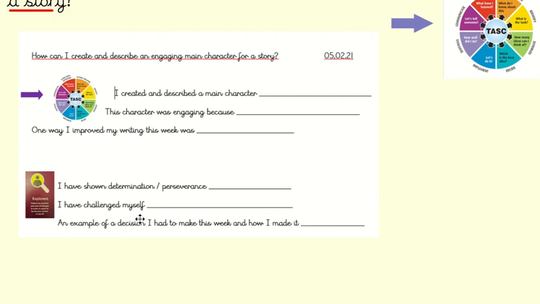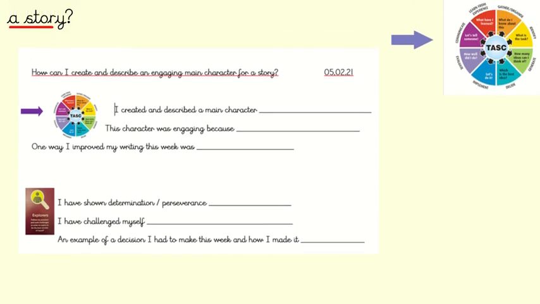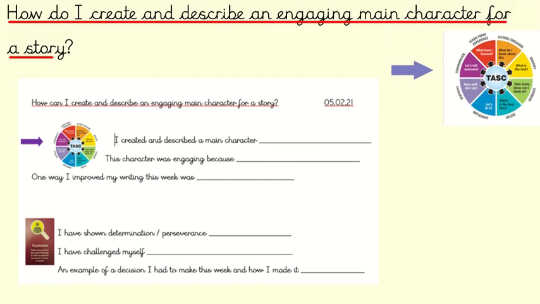An example of a decision I had to make this week and how I made it. I had to decide between 2 characters and it was really tricky because I thought both of them would be engaging. However, I chose to write about a boy with special powers, as I think this is most appropriate for my age group. Okay, Year 5 and 6, so it's time now to do your reflections.